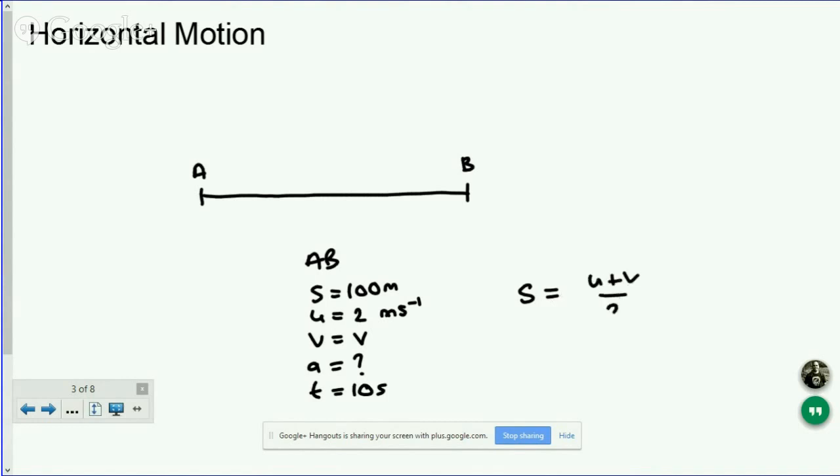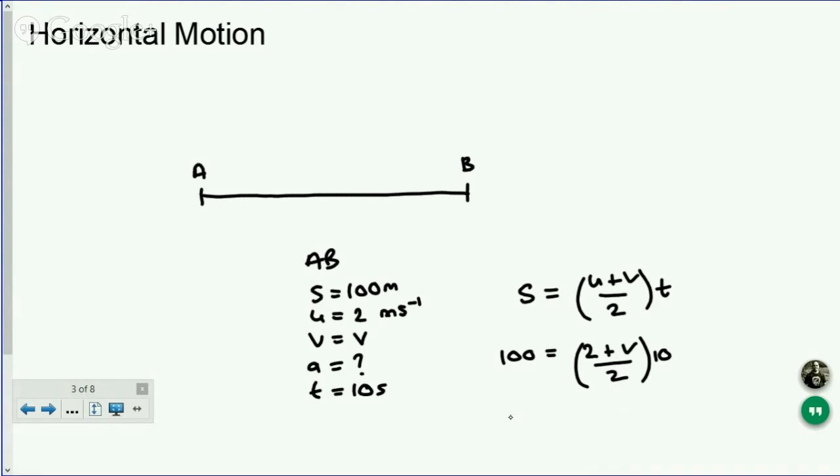So we're going to be using this one because it involves all the variables we need. So we can substitute in the values we've got. And then we can rearrange it and solve it. So first of all, I'm going to divide by 10. Then I'm going to times by 2. And then I'm going to take away 2. I can work that out. So list your variables, pick your equation.